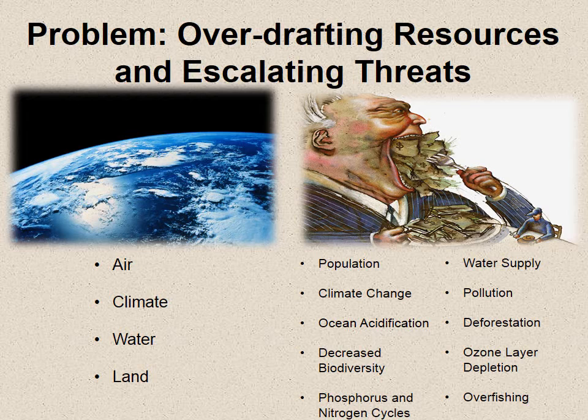and do not fit neatly into columns or categories, which will be a recurring theme when dealing with this issue, given the fluidity of the environment, social, political, and economic constraints. Threats that will be examined that have a relationship with sustainable communities include overpopulation, climate change, ocean acidification, decreased biodiversity, water supply, pollution, deforestation, ozone layer depletion, and overfishing.